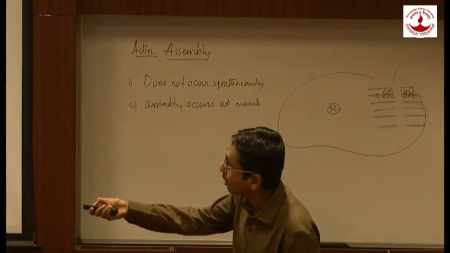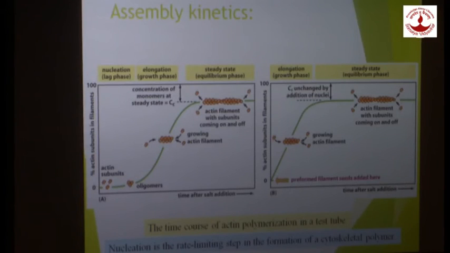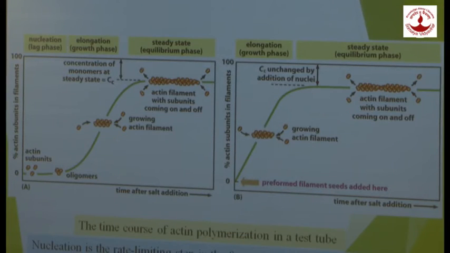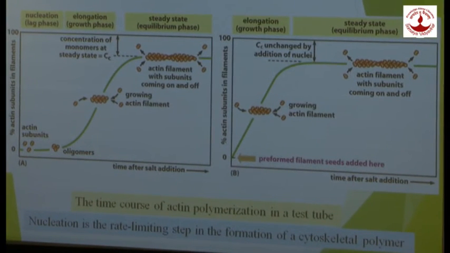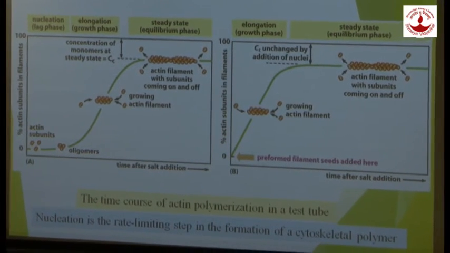Then you see the elongation phase, where there is a net growth in the filament. The filament keeps on growing until a point is reached after which there is no net assembly. That point is called the steady state. The concentration of actin monomers required for maintaining the steady state is called the critical concentration of actin monomers.